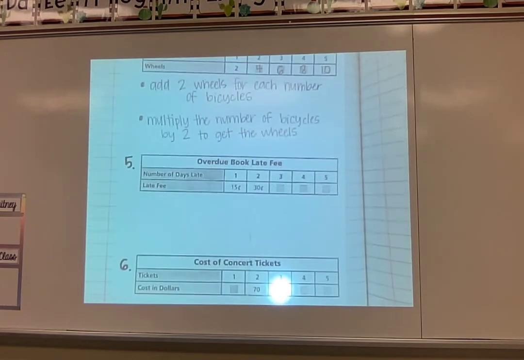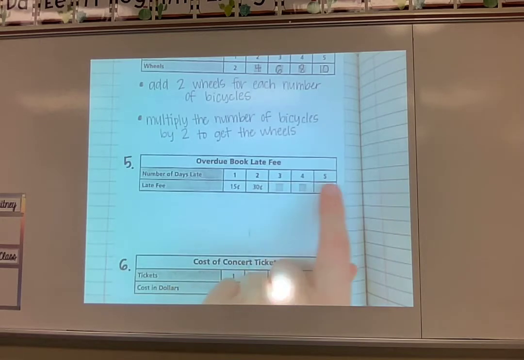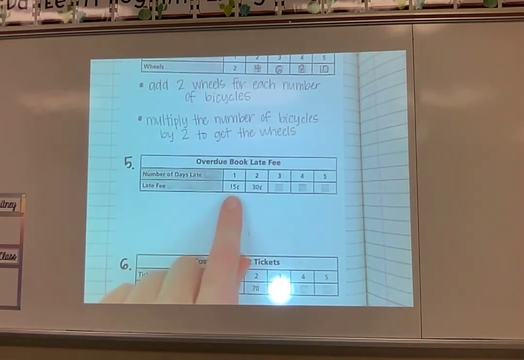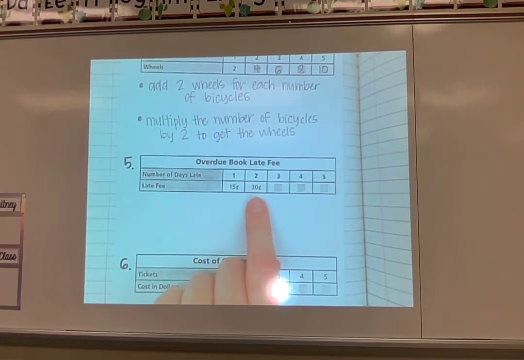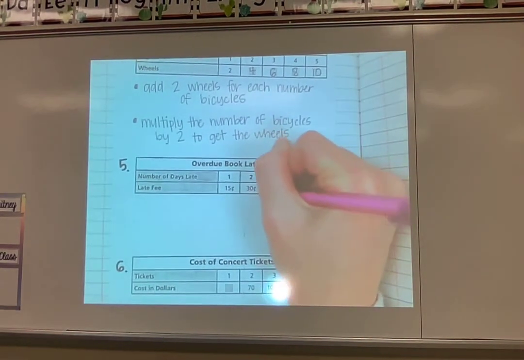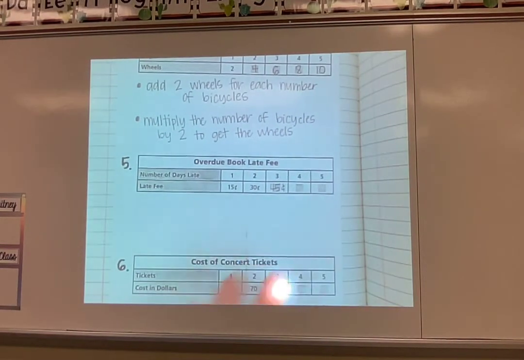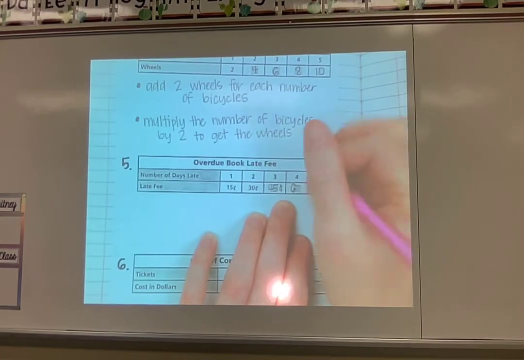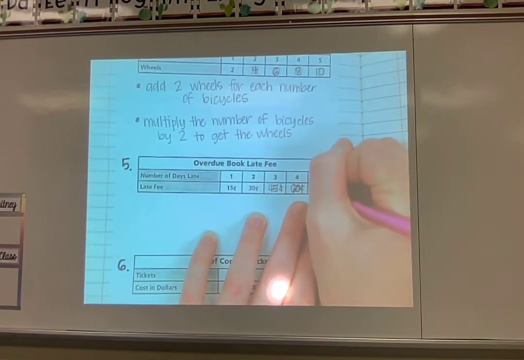Let's look down at number 5. It is about overdue books and their late fees. So it says the number of days late. It could be 1 day, 2 days, 3 days, 4 days, or 5 days, and the amount of the late fee. So if my book is 1 day late, I pay 15 cents. If it's 2 days late, I'm going to pay 30 cents. If it's 3 days late, I would have to pay 45 cents. If it's 4 days late, that would be 60 cents. And if it's 5 days late, it would be 75 cents.